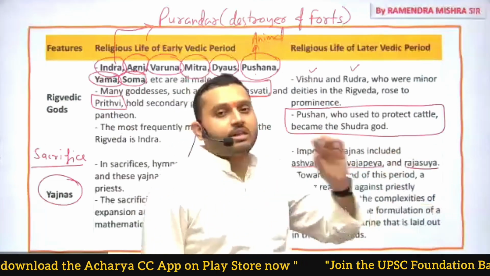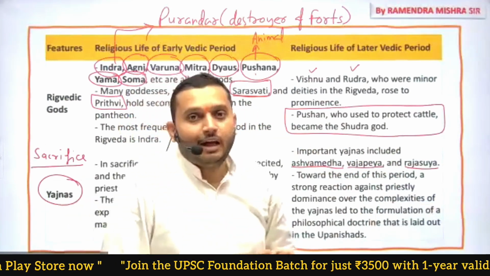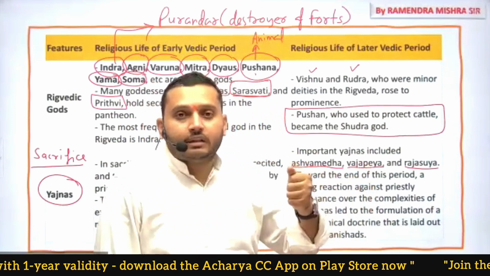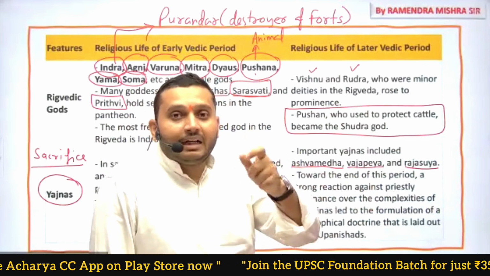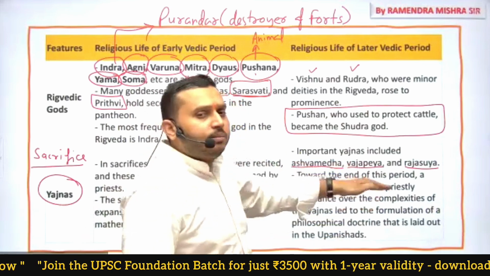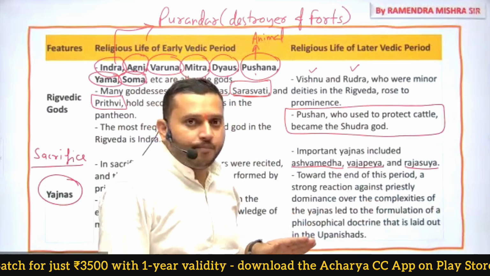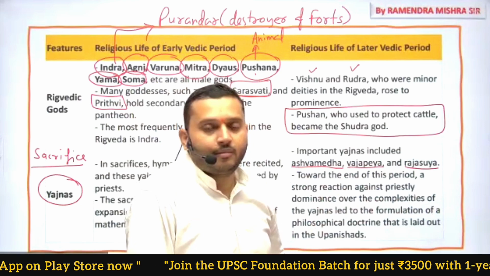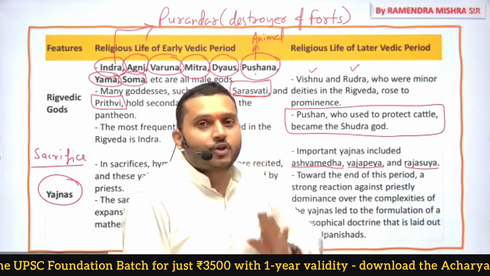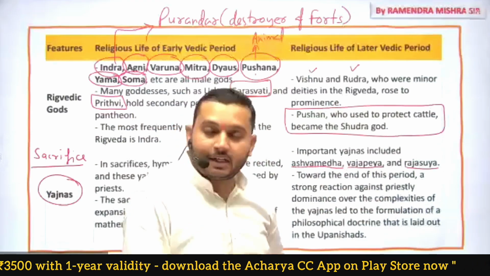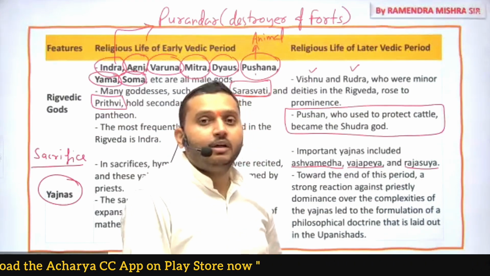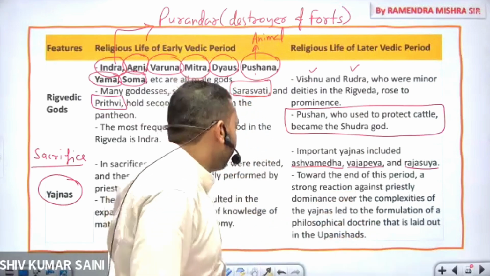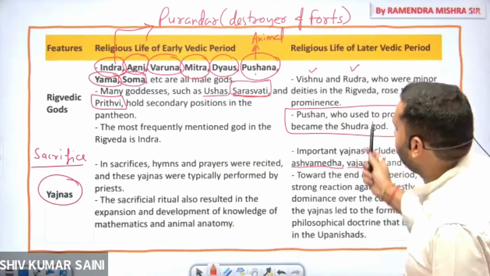They reacted against these yagnas and against the priests, and later this orthodoxness, this rigidness, became the reason for the downfall of the Vedic period and the upliftment of some new religious sections. From these new sections, two religious sects became more famous, named Jainism and Buddhism. So this is the basic reason. I hope the religious structure of both periods is also clear.